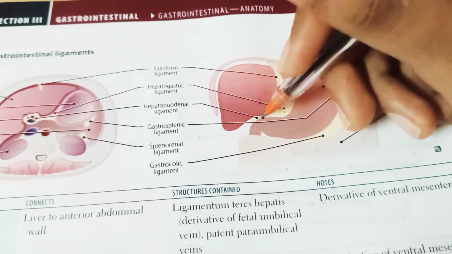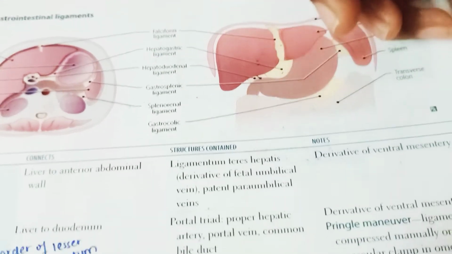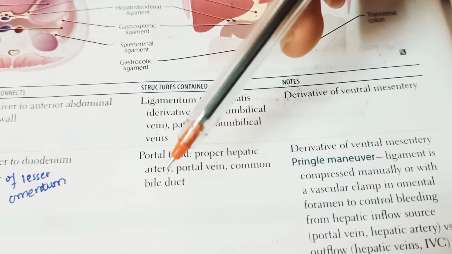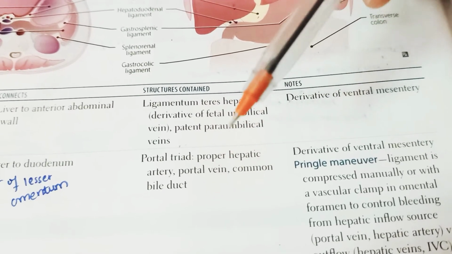Actually, why is this ligament important? Because here we do the Pringle maneuver. In the Pringle maneuver, we clamp these vessels, that is the proper hepatic artery, portal vein, and common bile duct. Why are we clamping it? Because we want to differentiate where the bleeding is from.